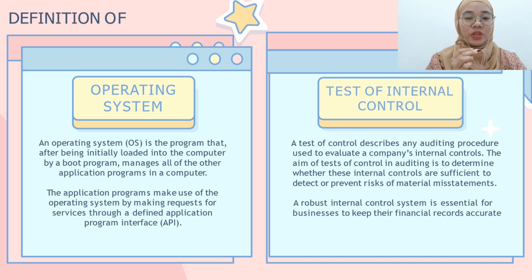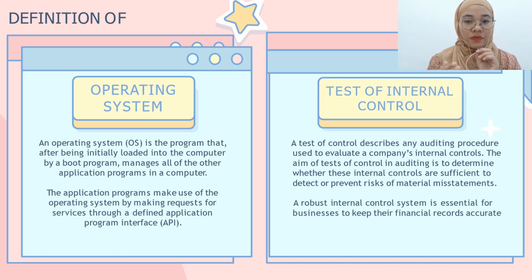Okay, now I will continue with the definition of operating system. An operating system is the program that, after being initially loaded into the computer by a boot program, manages all of the other application programs in the computer. The application programs make use of the operating system by making requests for service through a defined application program interface (API).